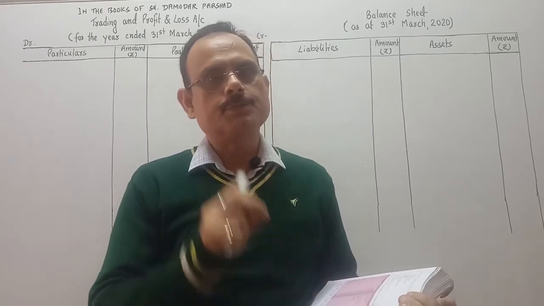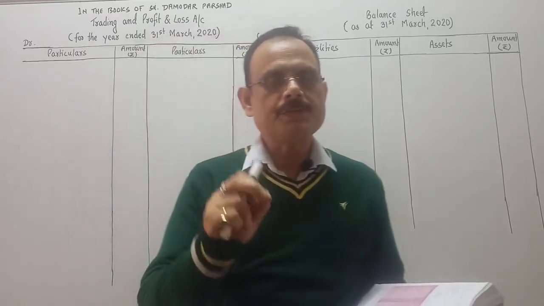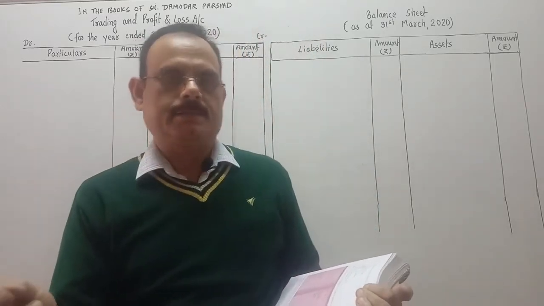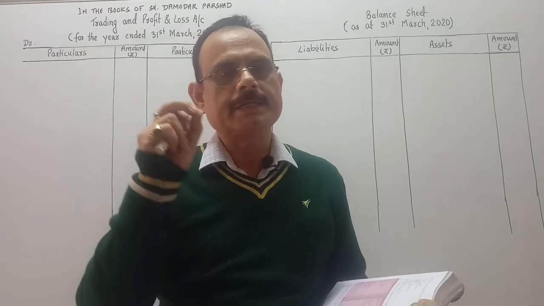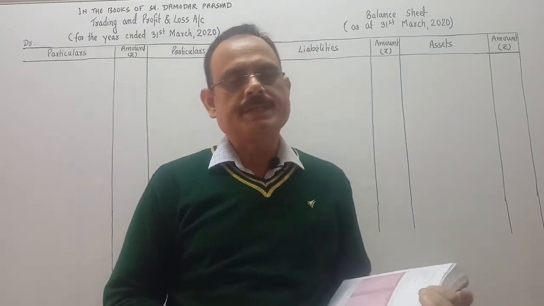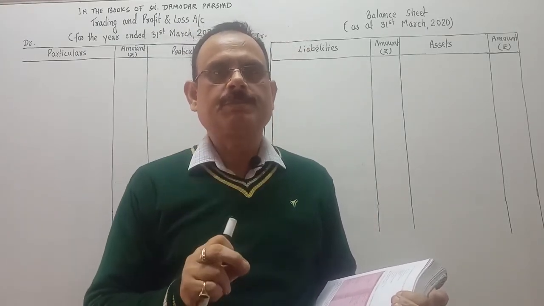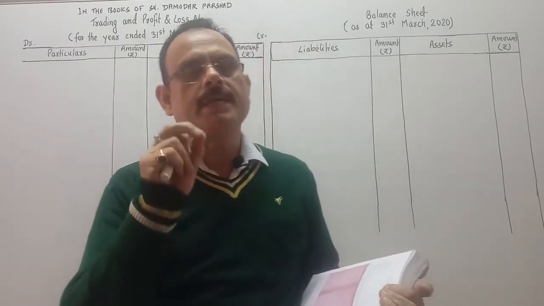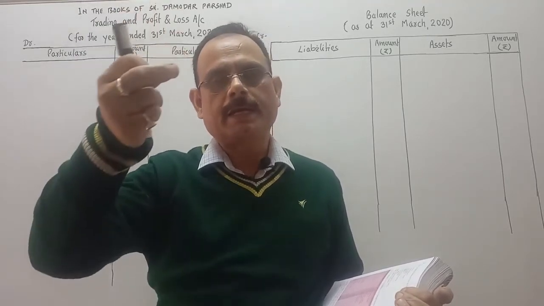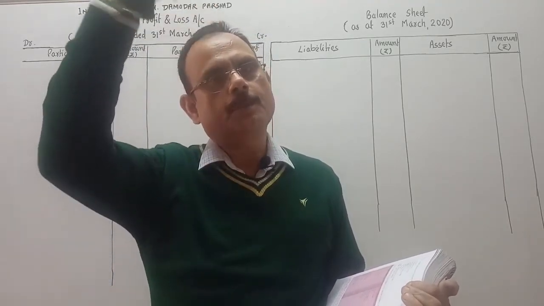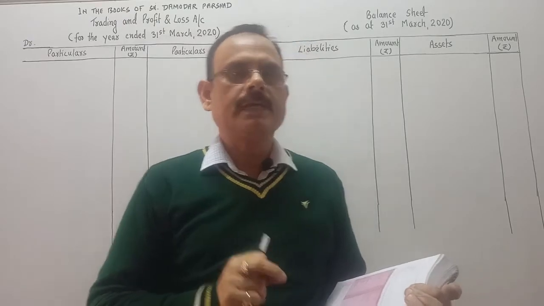So in this question there is only one adjustment, that is closing stock. The information which is given outside the trial balance related to any account is the adjustment. Whenever there is an adjustment, this will be adjusted at two places. Closing stock is the adjustment because it is given outside the trial balance. It may be at the bottom or at the top of the trial balance, but not inside it.